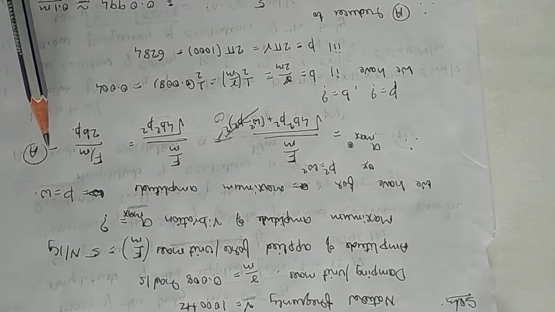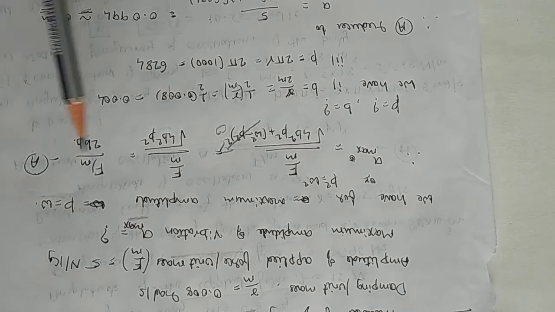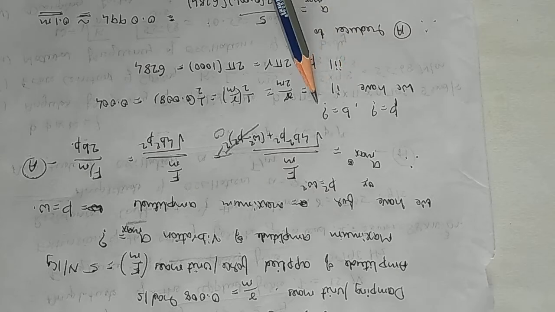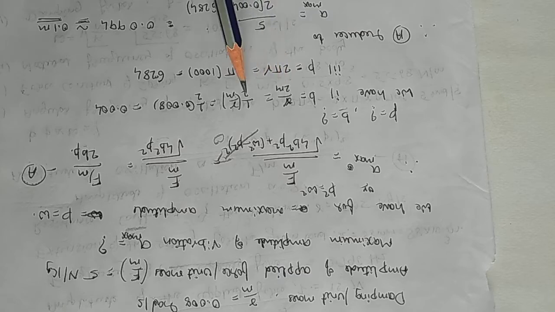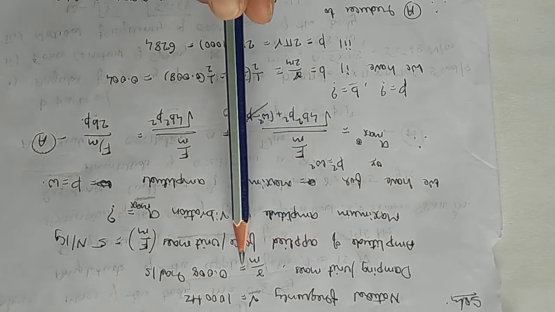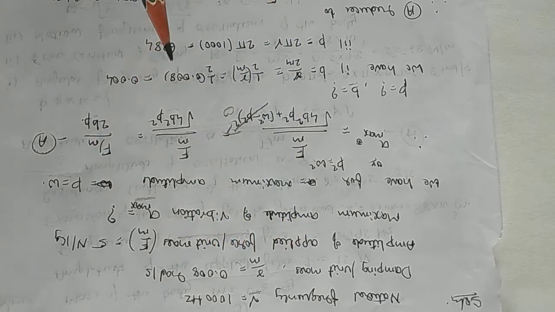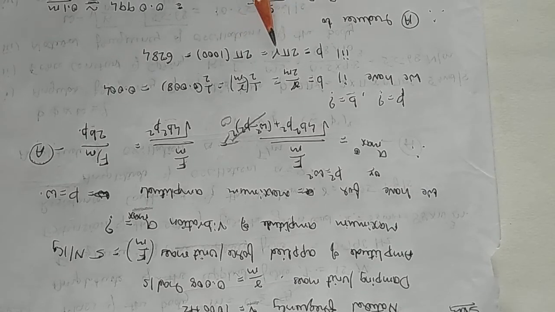Now in this equation, F by M is already given in the data. So b and p we have to calculate. How to calculate? The relation for b is given by R by 2M, or 1 by 2 into R by M. The damping per unit mass, R by M, is given as 0.008. Now 1 by 2 into 0.008 becomes 0.004, the b value. And the value of p is 2 pi nu.